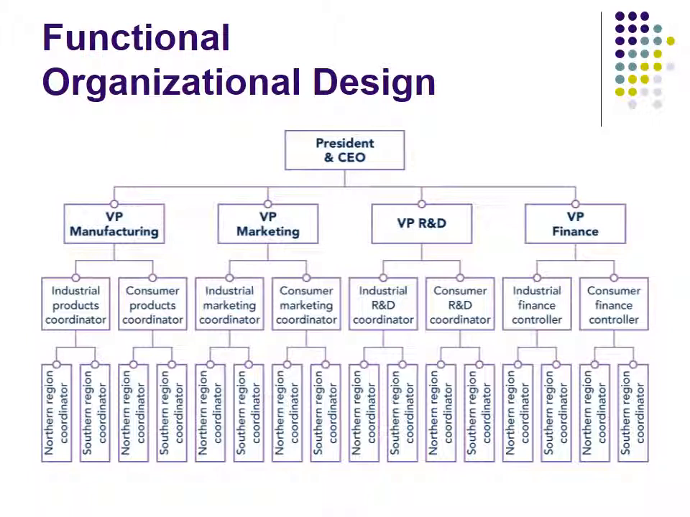So this is a functional organizational design, and this is also a very good example of kind of classical bureaucracy. We have a president and a CEO. Then under that president, we have various VPs, each in charge of an entire part of the organization. So the VP of manufacturing, for instance, would be in charge of all manufacturing in the organization, no matter what they're making. The VP of marketing would be in charge of marketing all of the products, no matter what they are. The VP of research and development would be in charge of all of the research and development of products across, again, everything the company does.